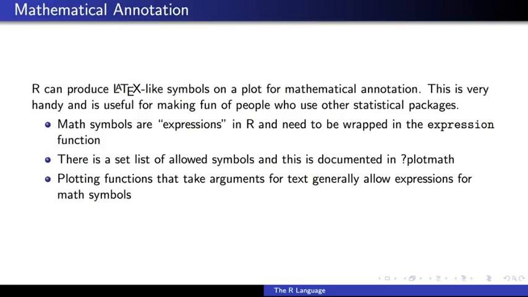So the basic idea is that math symbols are expressions in R, and so you have to use the expression function to encode them when you're using them in a plot. There's a specific list of allowed symbols for plotting mathematical annotation, and they're documented in the help page for plotmath. If you're interested in doing this kind of annotation, you should really look at the help page for plotmath and basically have it memorized, because it's not very long and there are not that many symbols. So you can have it in your head and then do all the mathematical annotation that you want.